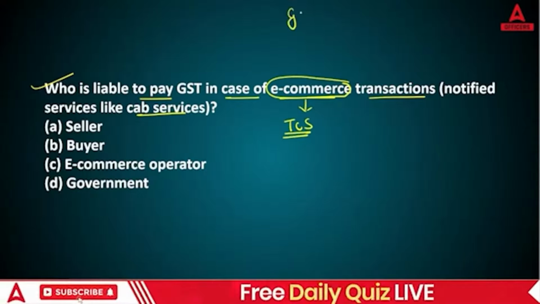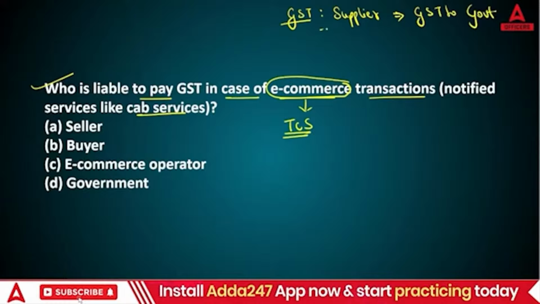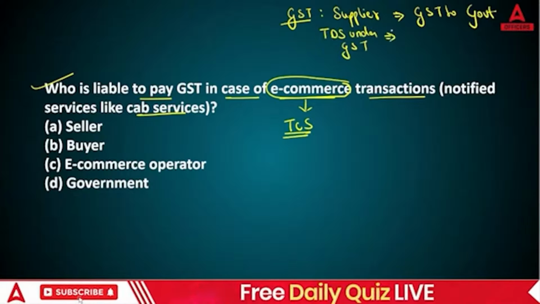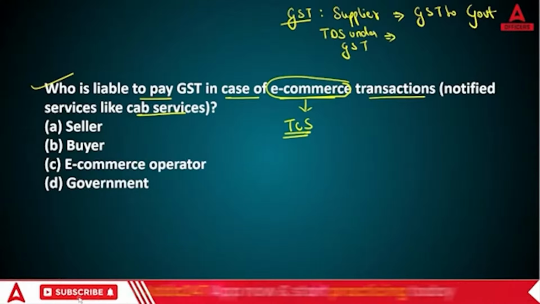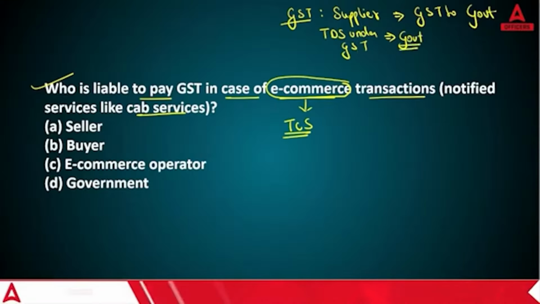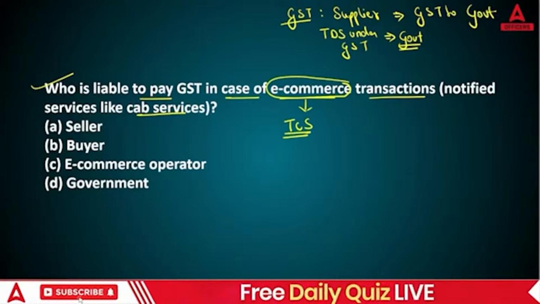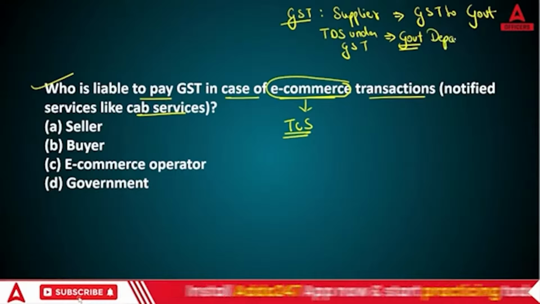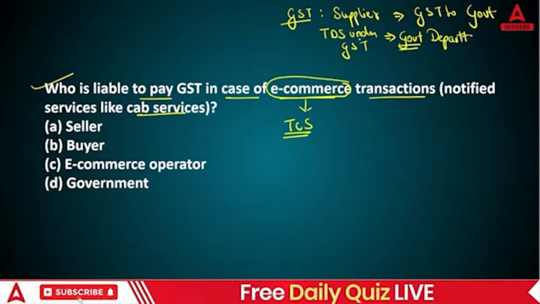In GST, generally suppliers are required to submit GST to the government. In case of TDS under GST, you are going to pay the amount to the government, but here in TDS, the government is your buyer. So the government deducts some amount of TDS under GST and then pays you. Especially when you are entering into government department transactions, then TDS under GST is applicable.